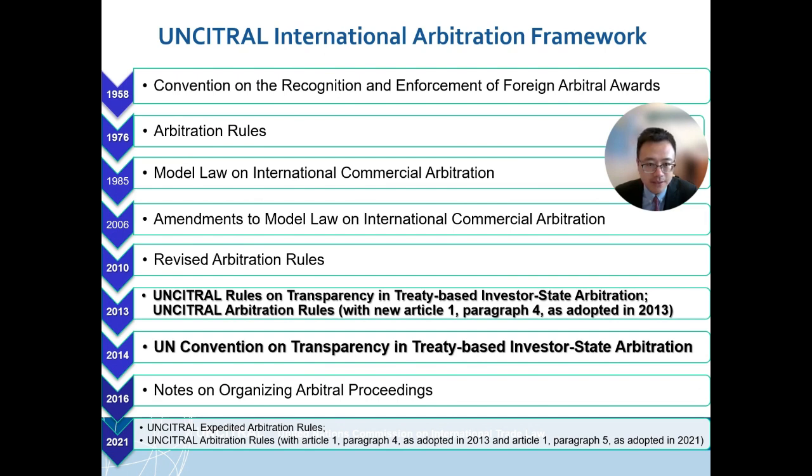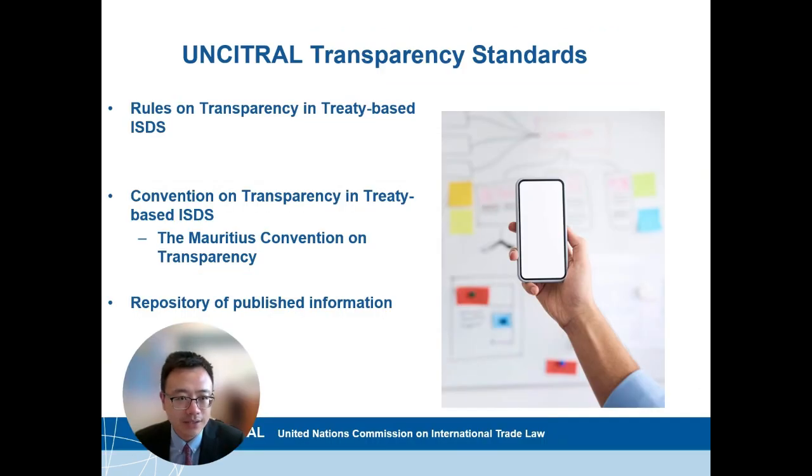We will now focus on the transparency standards in treaty-based investor-state arbitration. The UNCITRAL Transparency Standards refer to three components. The first component is the rules. The UNCITRAL Rules on Transparency in Treaty-based Investor-State Arbitration comprise a set of procedural rules that provides for transparency and accessibility of the public to treaty-based investor-state arbitration.